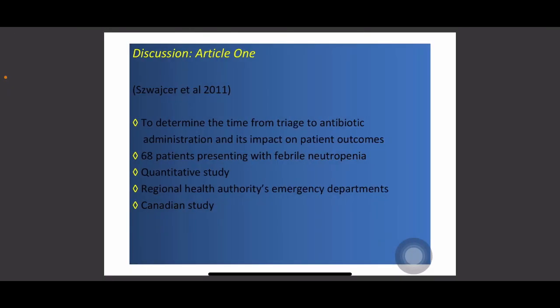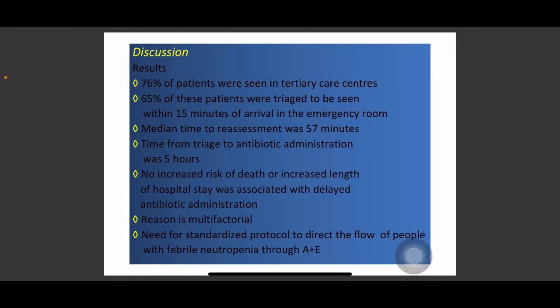So we used a Canadian quantitative study, which includes 68 patients presenting with febrile neutropenia, to determine the time from triage to antibiotic administration and its impact on patient outcome. This was done in a Regional Health Authority emergency department. The results are 76% of patients were seen in tertiary care centers, 65% of these patients were triaged to be seen within 15 minutes of arrival in the emergency room. Median time to reassess was 57 minutes. Time from triage to antibiotic administration was 5 hours.